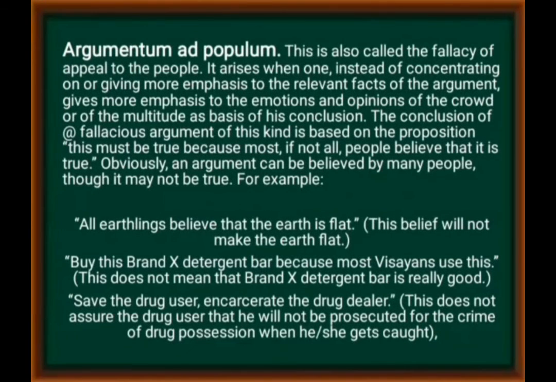Argumentum ad populum. This is also called the fallacy of appeal to the people. It arises when one, instead of concentrating on or giving more emphasis to the relevant facts of the argument, gives more emphasis to the emotions and opinion of the crowd or of the multitude as basis of his conclusion. The conclusion of a fallacious argument of this kind is based on the proposition this must be true because most, if not all, people believe that it is true. Obviously, an argument can be believed by many people, though it may not be true.